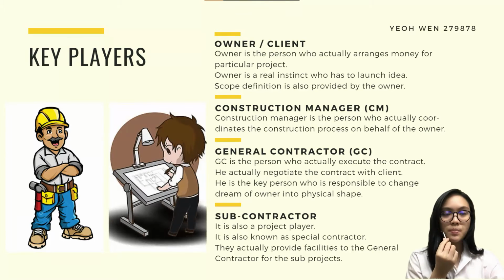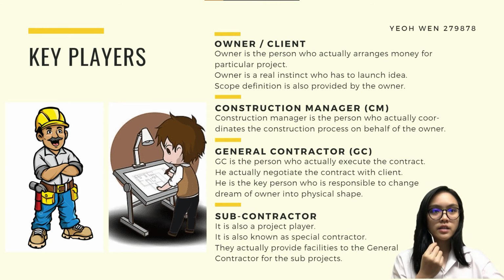The general contractor is a person who actually executes the contract. He negotiates the contract with the client. He is the key person who is responsible for changing the dream of the owner into physical shape. The third contractor is a subcontractor.